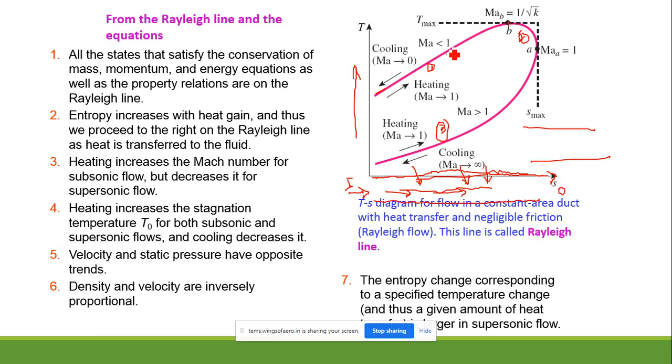And if you are passing supersonic flow, and when we are adding heat to that gas, automatically the velocity will get decreased. So for subsonic flow, by adding heat, the velocity will be increased, but for supersonic flow, the velocity will be decreased, and the Mach number will be decreased.